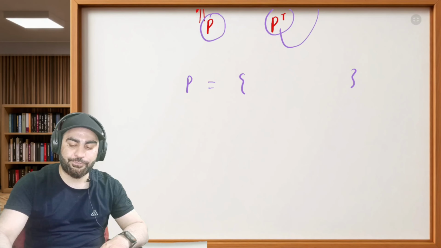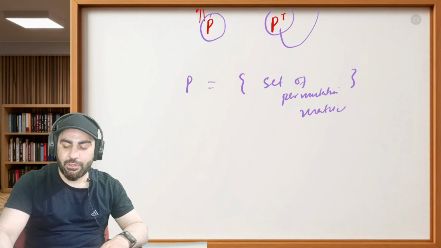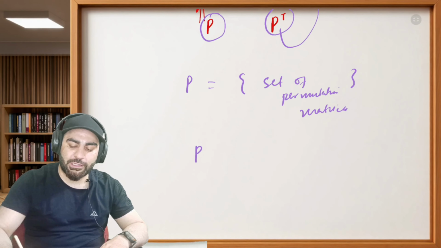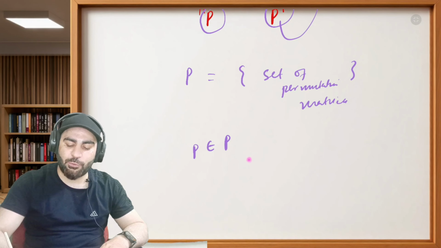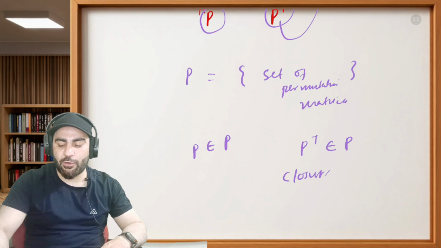So this was a set of permutation matrices. If you take any small p which belongs to this set, and then you transpose that P, this P transpose will also belong to the set. Did you get my point? So basically the closure property holds here. What is the meaning of closure property?